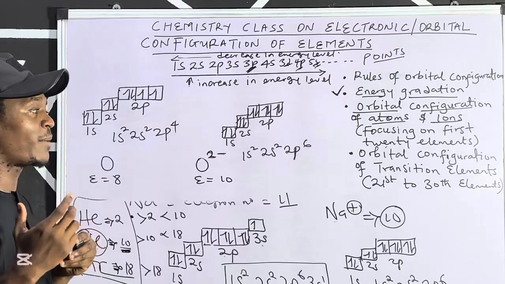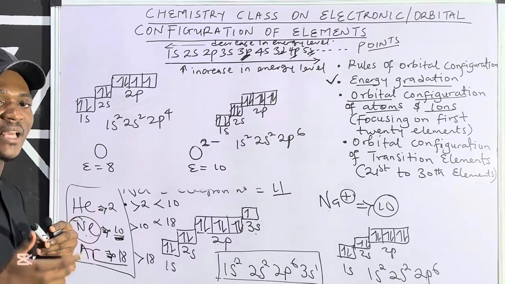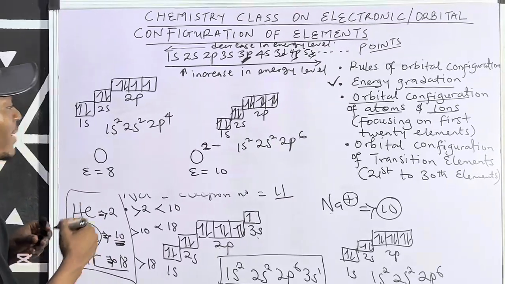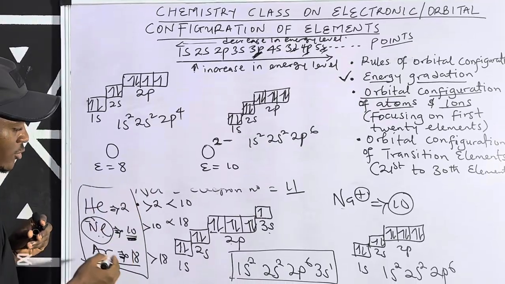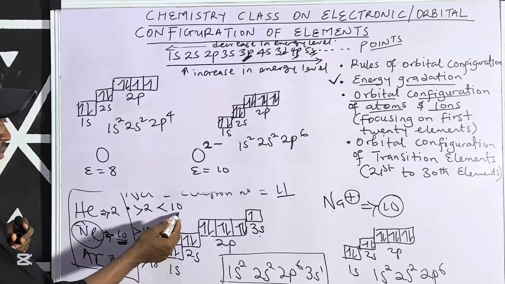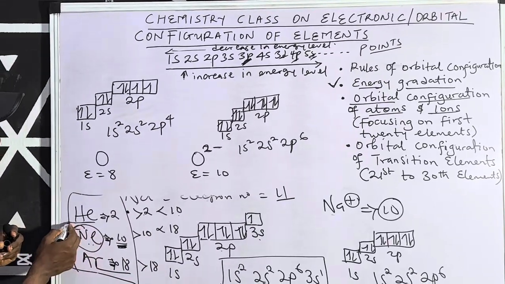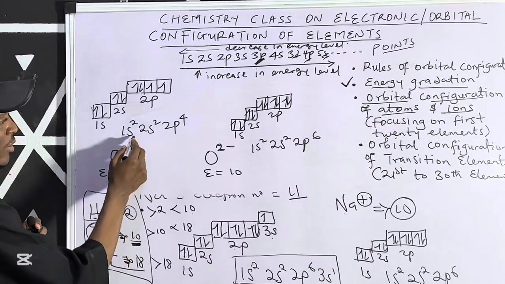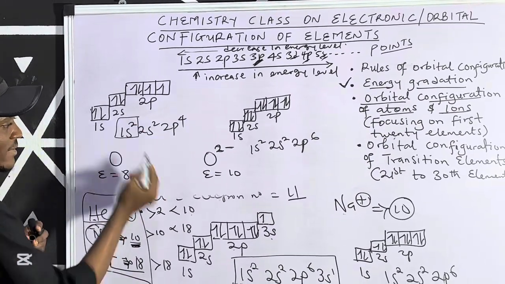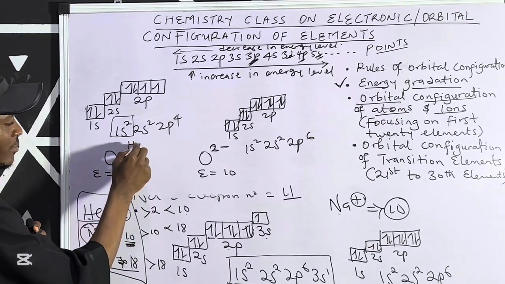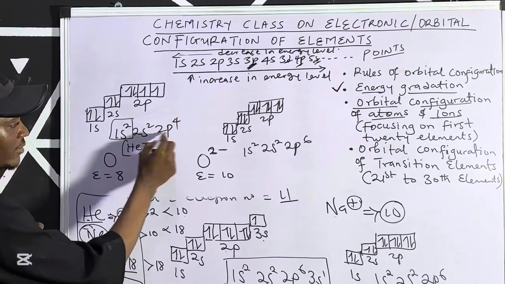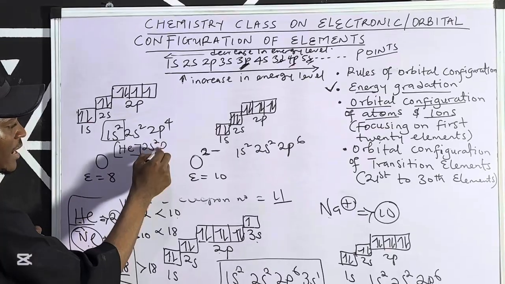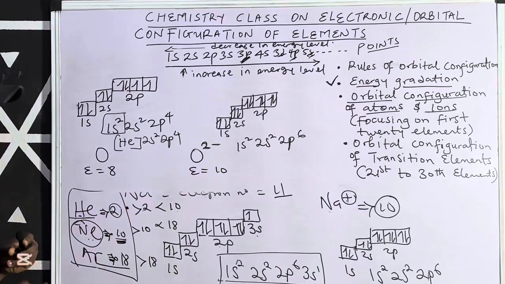Then what about if I am not told to give the condensed representations? Remember that this is 8. 8 falls under this category: greater than 2, less than 10. So I'm to work with what? Helium. How many electrons does this helium carry? 2. So I will just remove 2 like this and replace this with helium written like this and write the others, which is 2s2 and 2p4.